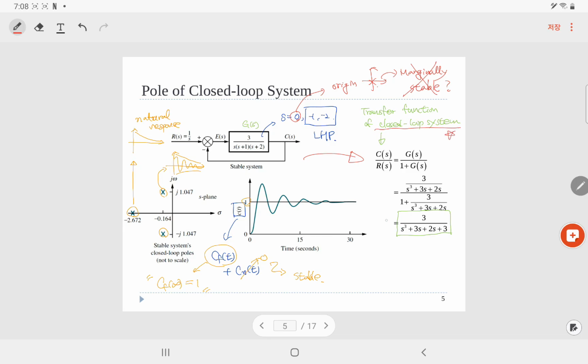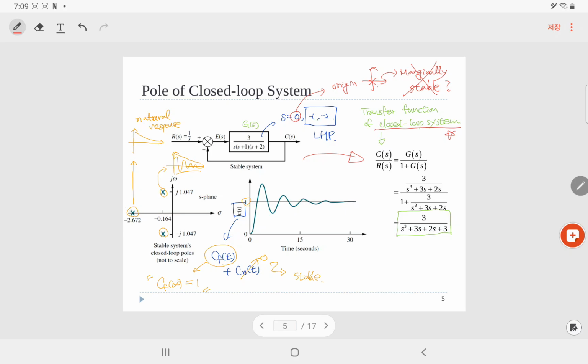그래서 클로즈 루프 시스템의 트랜스퍼 펑션을 구하고, 이거는 우리가 다 했던 얘기니까 폴을 구해봤더니 지금 왼쪽에 있는 컴플렉스 플레인에 표현된 것처럼 오더 3이니까 3개의 폴을 가질 거고, 3개의 폴 모두 LHP에 존재를 하니까 우리는 시스템이 스테이블하다. 다만 특성이 좀 다른 게 내추럴 리스판스의 특성이 다른 거예요.